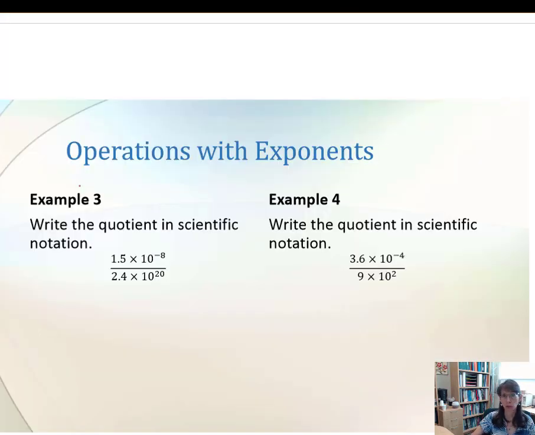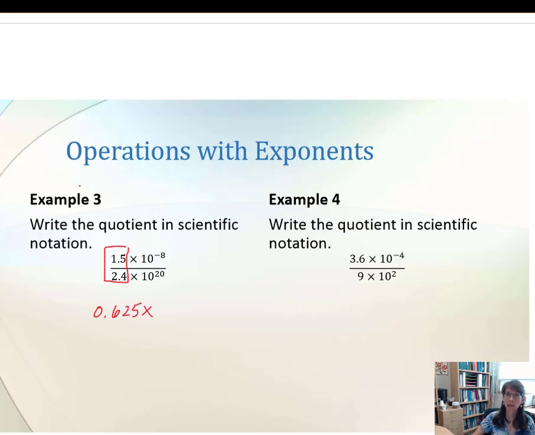Here are some division problems with scientific notation. We want to write the quotient in scientific notation: 1.5 times 10 to the negative 8 divided by 2.4 times 10 to the 20th. With the numerical portion, we'll go ahead and divide these numbers. 1.5 divided by 2.4 gives us 0.625.